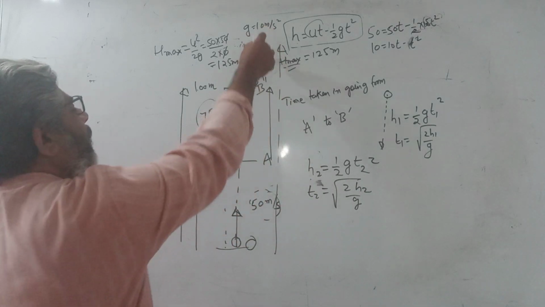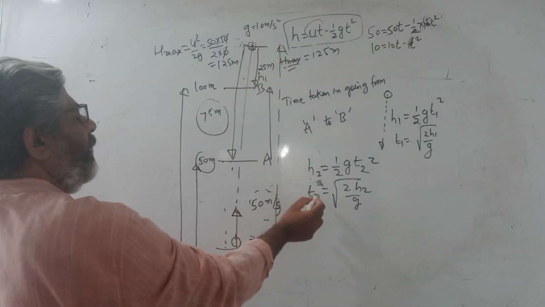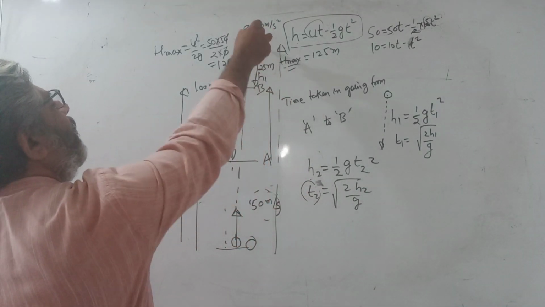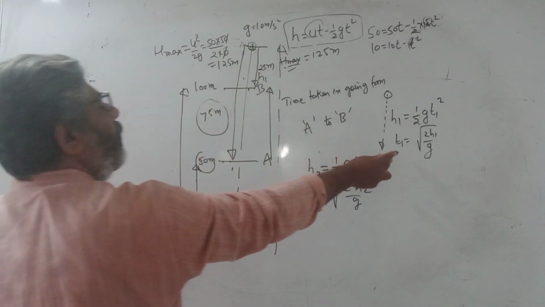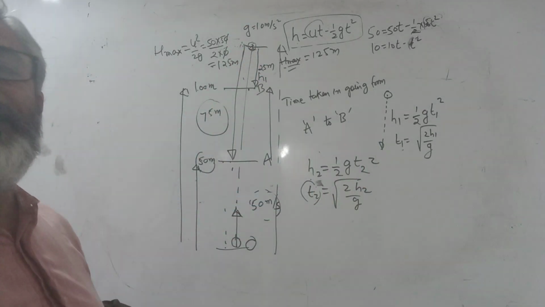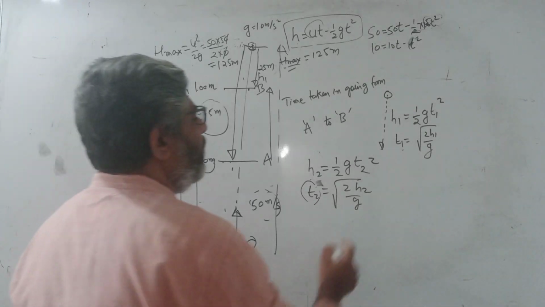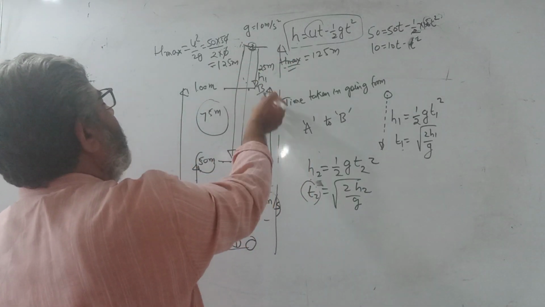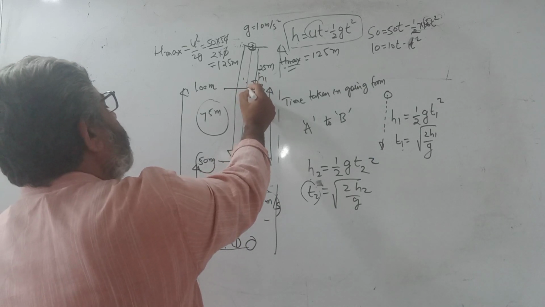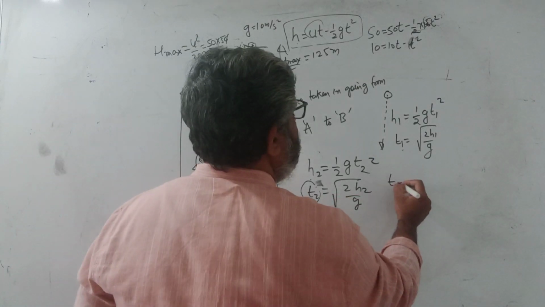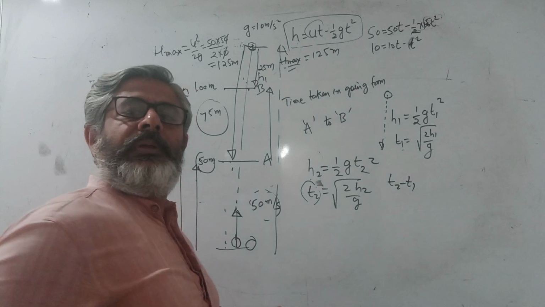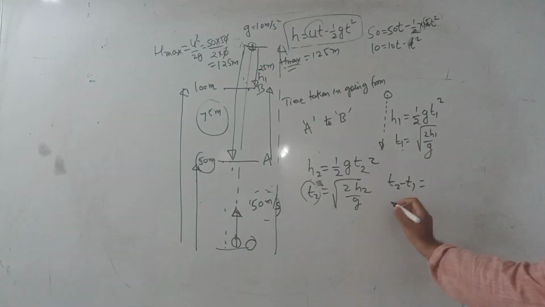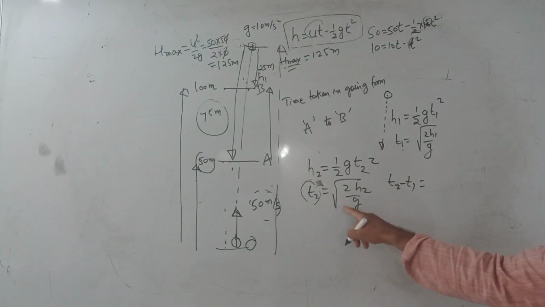So I get the time from here to here, that is what I call t2, and then I get the time from here to here that I get as t1. So what is my answer? My answer is this time minus this time is the time it takes from coming from here to here. So the answer is t2 minus t1, which is nothing but, आप देख सकते हैं, 2 into h2 by g.